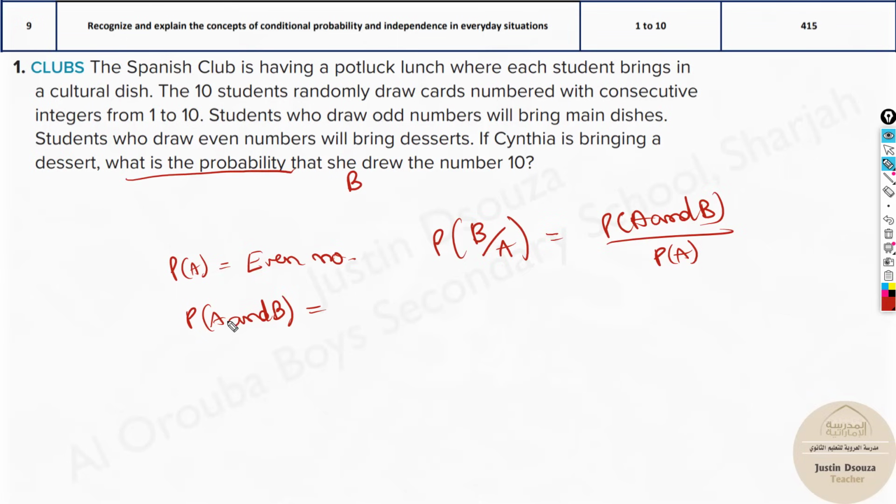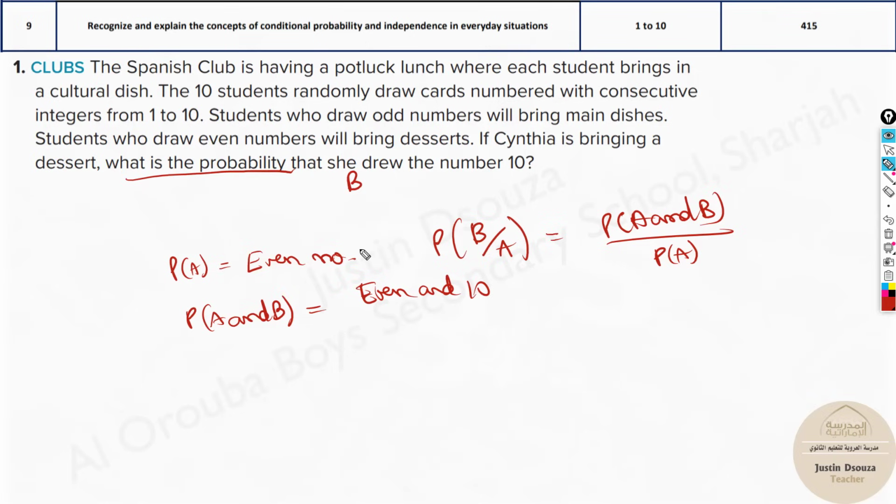Now the probability of A and B would be picking an even number and getting a 10. So there are 1 to 10 numbers. What is the probability of picking an even number and getting a 10? It's only 1, because 10 is the only even number that is 10 itself. So the probability over here will be even and 10.